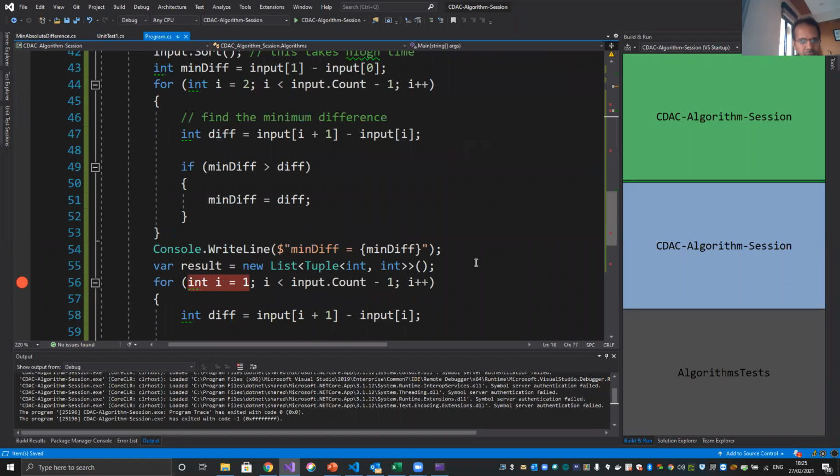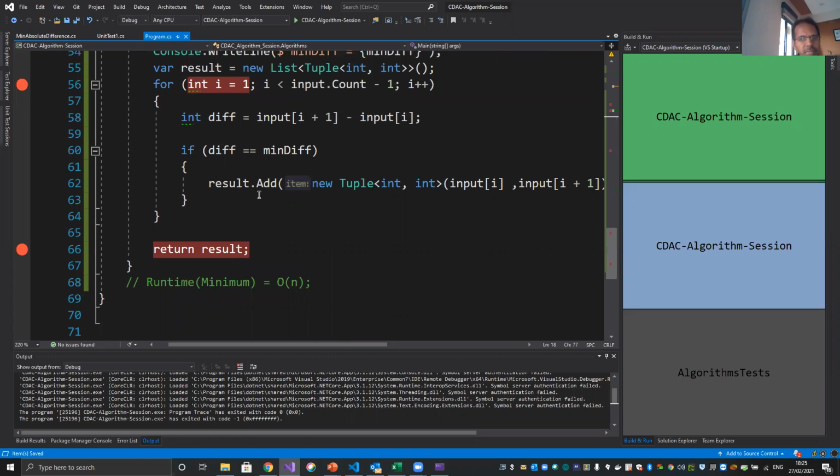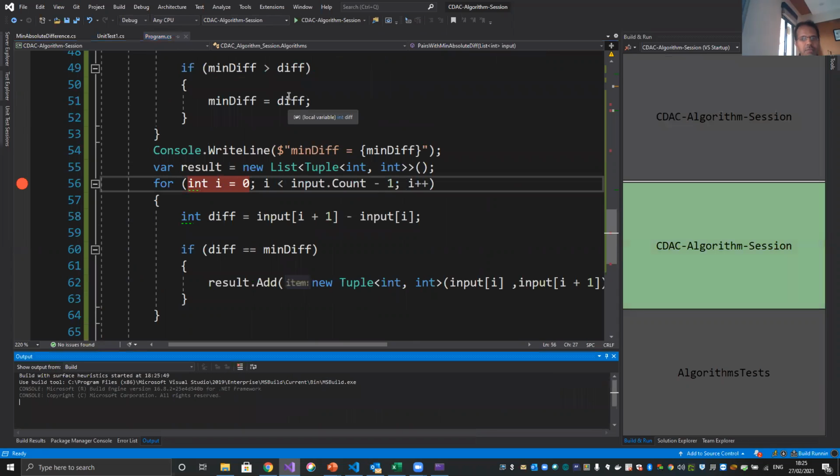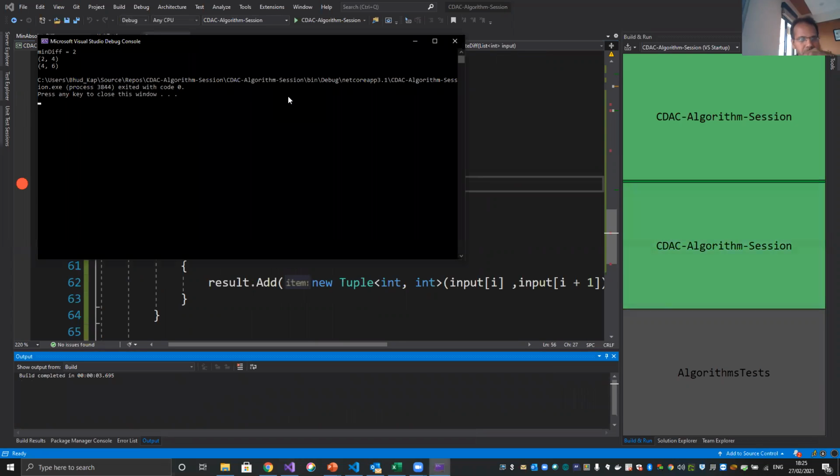And then there was a mistake here where we started from 1. We should start from 0. And this, I think, should do the trick. Yeah, so we printed 2, 4, and 4, 6.